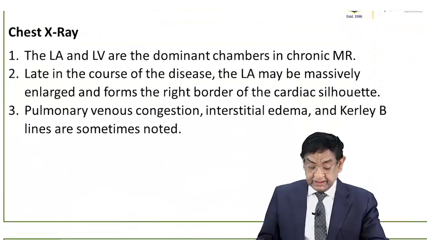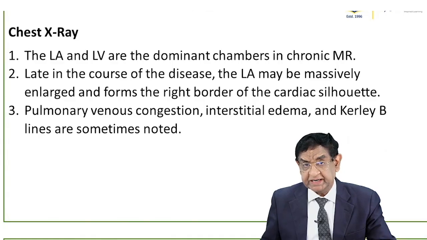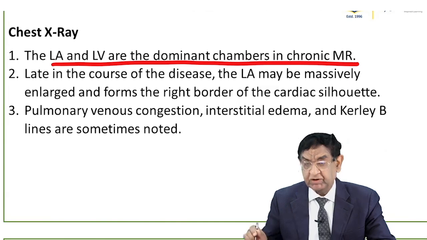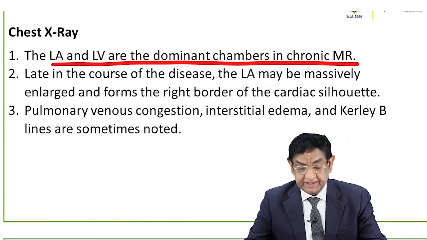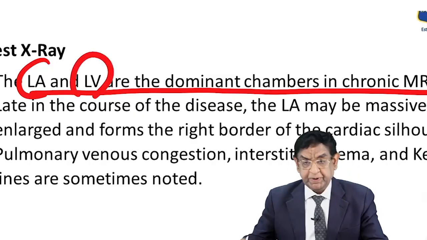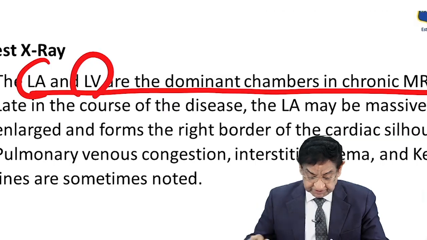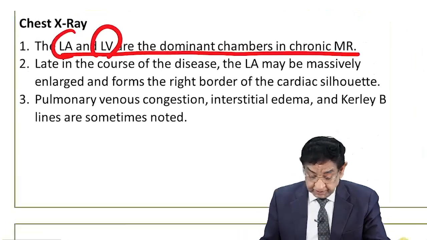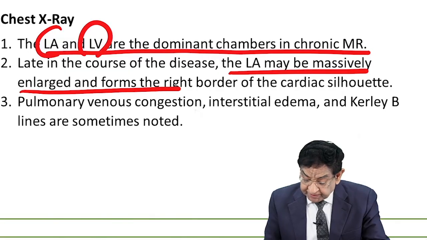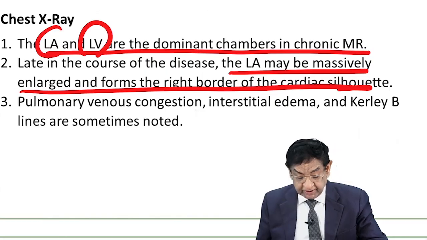So let me talk in more detail about the chest X-ray in mitral regurgitation. LA and LV are the dominant chambers in chronic MR. Definitely LA has enlarged, that we understood. Left ventricle hypertrophy has occurred, and it may be dilated also, that we understood. Late in the course of disease, LA may be massively enlarged and form the right border of the cardiac silhouette. So now LA makes the right border.